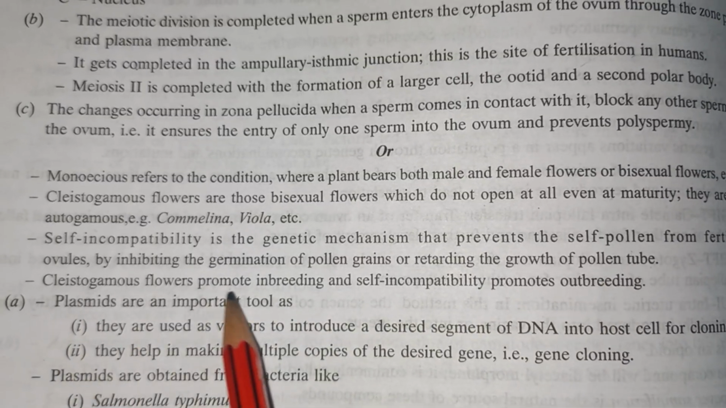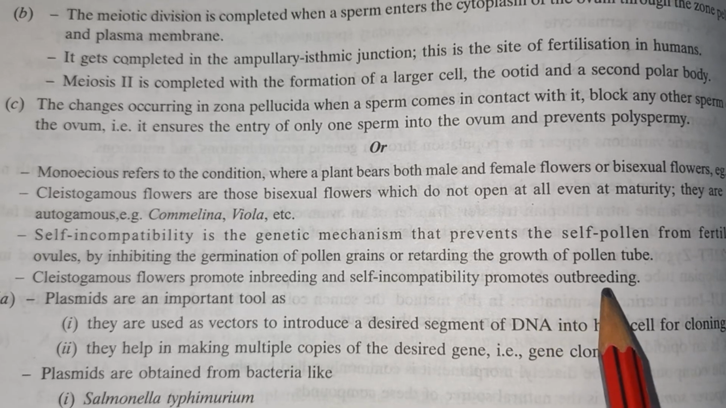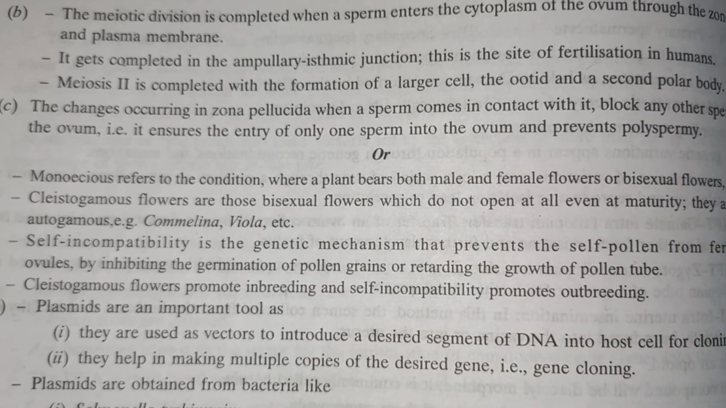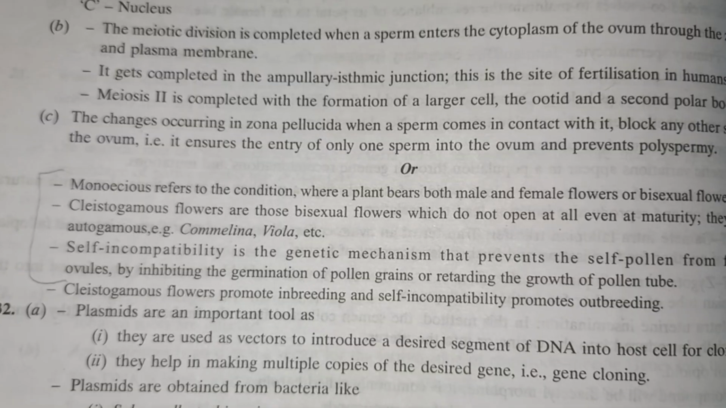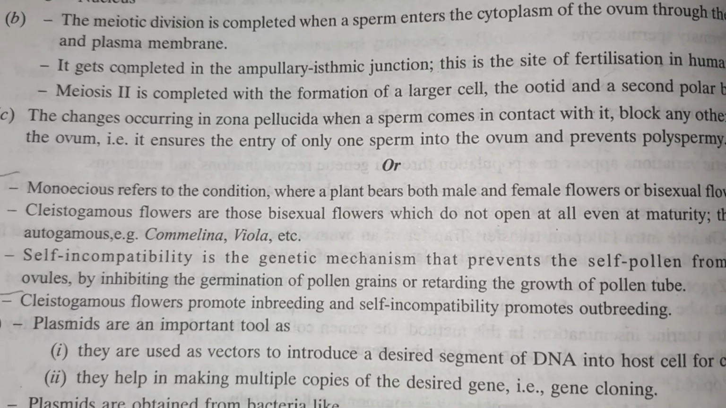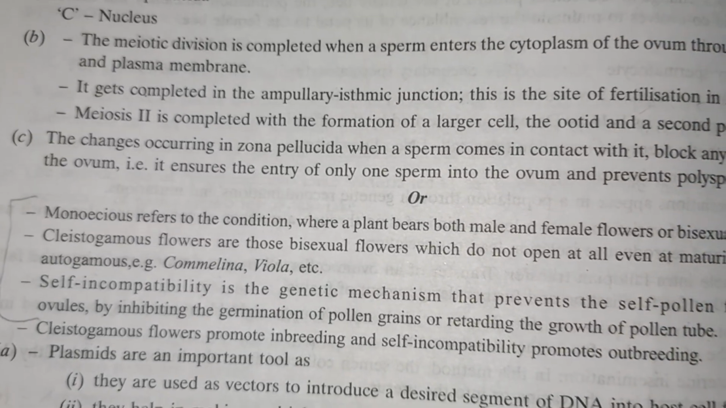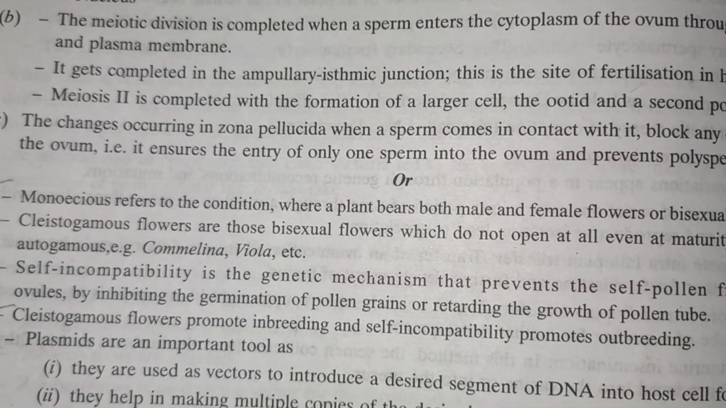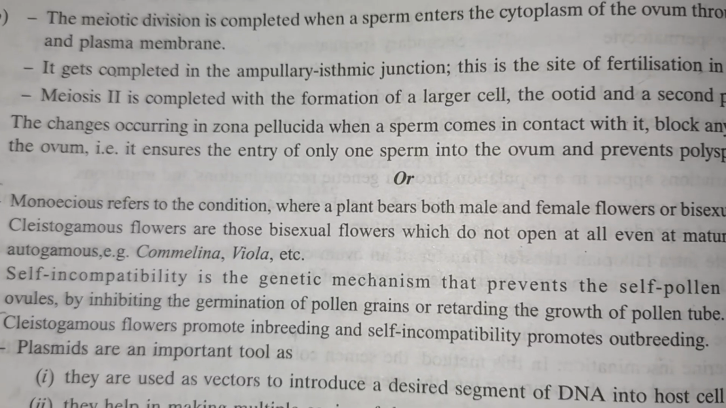तो cleistogamous flower inbreeding promote करता है और self-incompatibility outbreeding promote करती है. So this question is most important. इस तरीके के questions जरूर से जरूर आते हैं. So this is the conceptual based competency based question number 5, and you have to go through this type of question. I will definitely send you a description of this question.